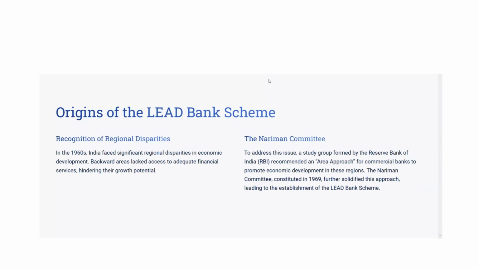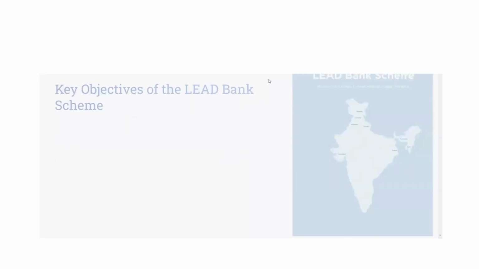So the Nariman Committee was constituted by the Government of India to address this issue. A study group was formed by the Reserve Bank of India, which recommended an area approach. The area focused on was rural India, which was the major part of India at that time, for commercial banks to promote economic development in these regions. The Nariman Committee, constituted in 1969, further solidified this approach, leading to the development of the lead bank scheme.